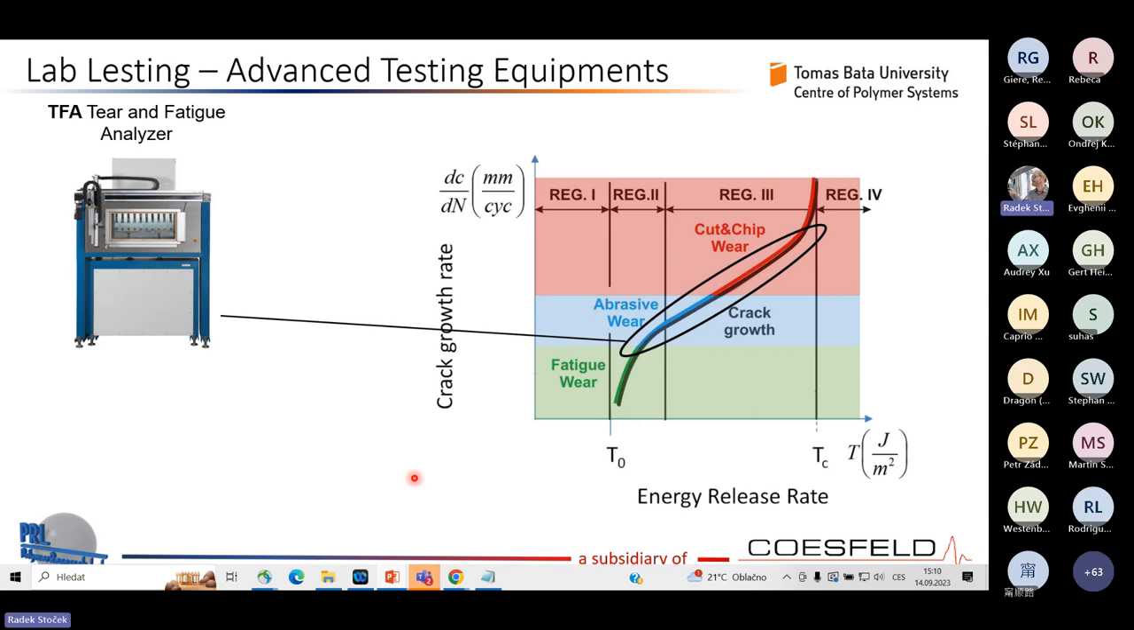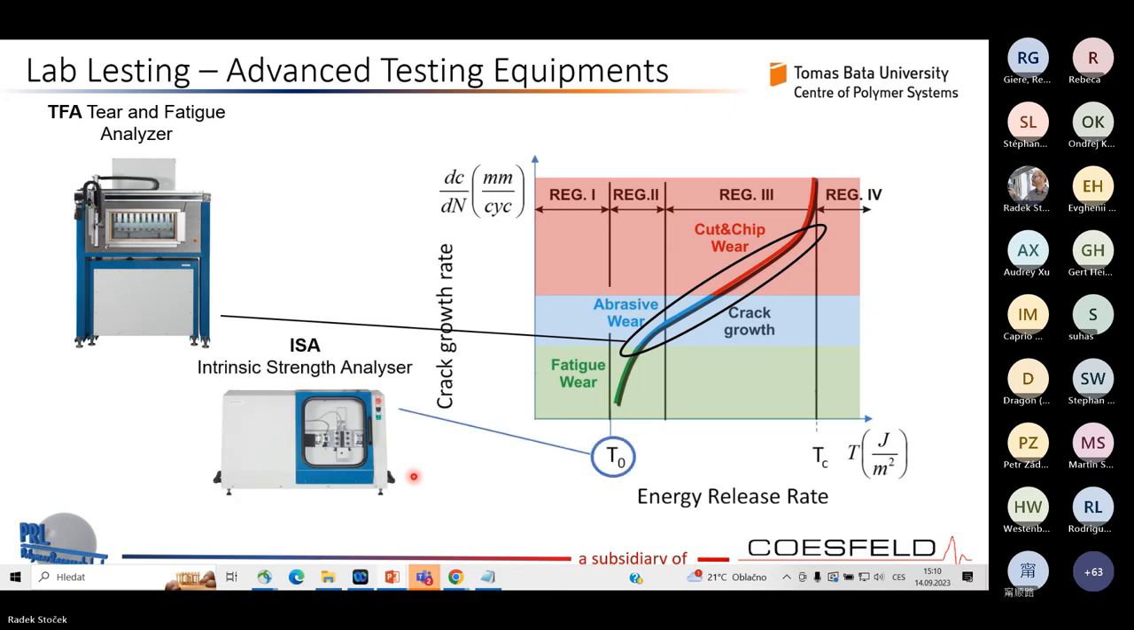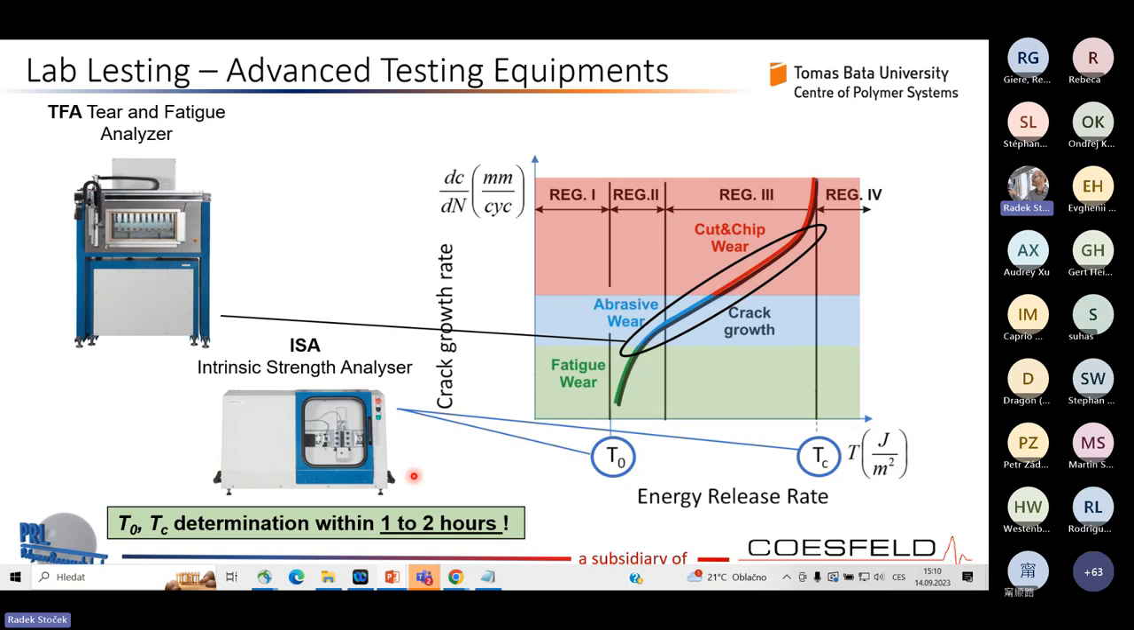And for T0 and TC, we need something else to do it very efficiently. And this is the intrinsic strength analyzer. With the intrinsic strength analyzer, it is possible to determine the T0 value, this fatigue threshold, as well as TC, the ultimate strength. And this is possible to be done within one up to 2 hours, depending upon the loading condition. So in comparison to 7 months, the advantage of this testing methodology is really amazing. So we can very quickly determine these two values. So therefore, let's say we have everything to describe the complete fatigue growth curve. We have the middle part, we have the starting part, and the part close to ultimate strength.